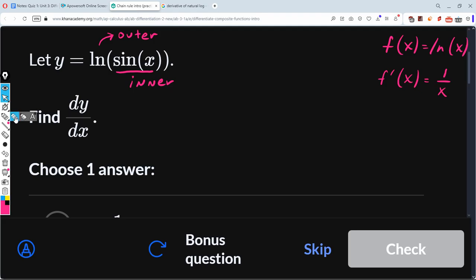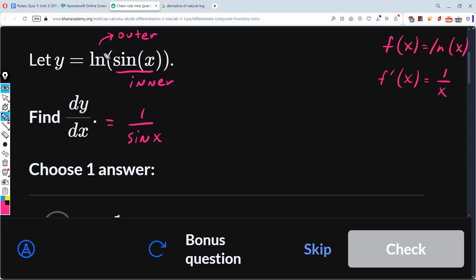All right, one more. Y equals ln of sine of x. Okay, we can clearly see the outer function is the natural log. The inner function is sine of x. Recall that if the function is natural log of x, the derivative of that is 1 over x. So we start with the derivative of the outer function, and that's going to be 1 over x. However, in this case, the x is sine of x.